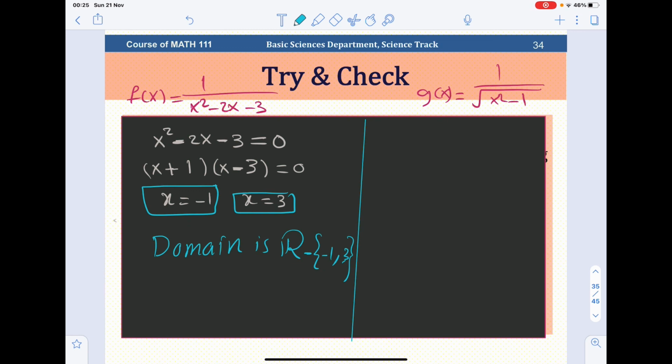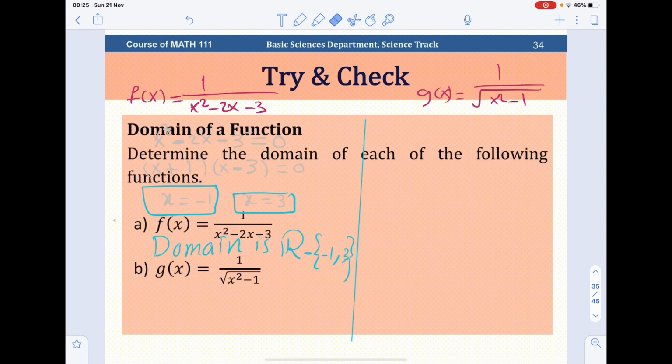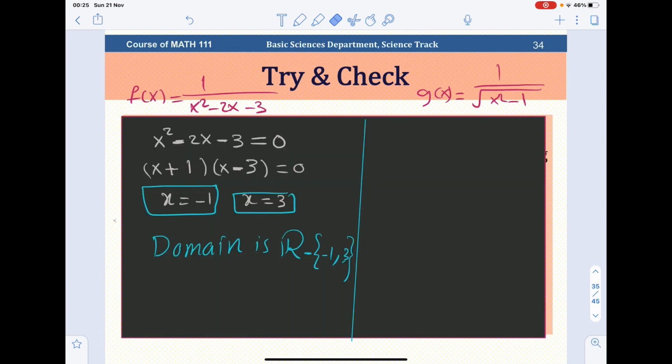Now let's see g of x. For g of x, we have the same thing. We have a root in the denominator. So for the value under the root, I can write the domain directly here. The domain is when the value under the root is more than 0. Then we will solve this one to find out exactly what the values of x are.